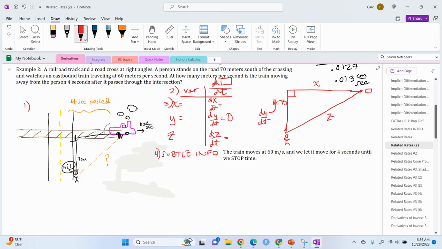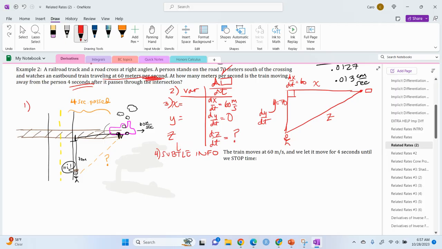All right, so I did 70. I'm going to check off every number, make sure I got it. The train is traveling 60 meters per second. Okay, that's a rate, and it has to do with the train. So the train's rate, so I can put dx/dt here, is 60. So 60 meters per second. How many meters per second is the train moving away? All right, that's here. So I'm looking for dz/dt. That's my big question mark. Okay, 4 seconds after it passes through. Now, I'm not going to put time in my table.